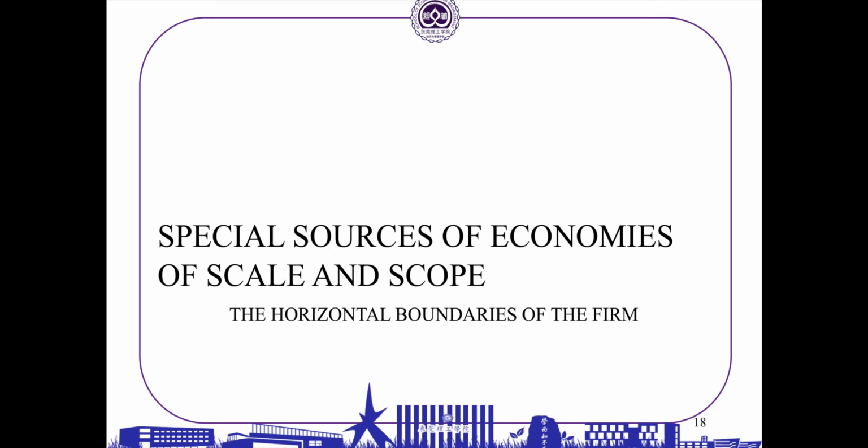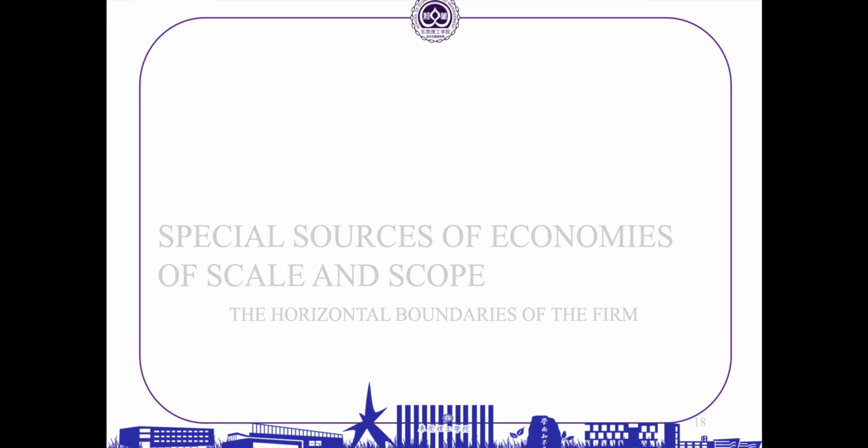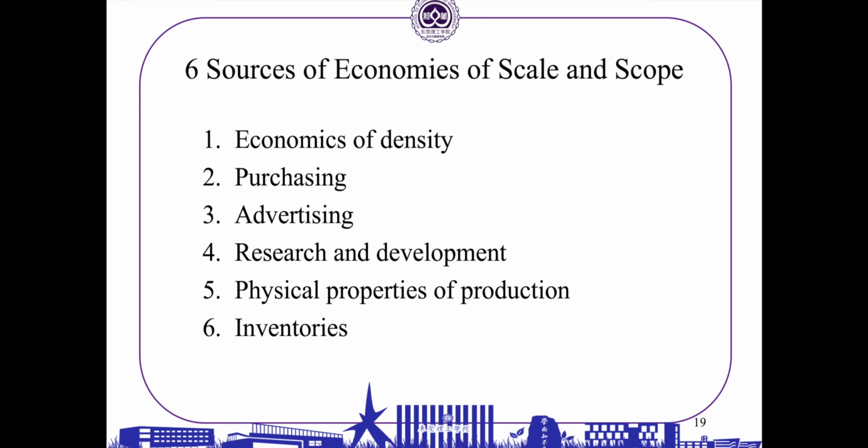Hello everyone. We have discussed how spreading of fixed costs induces economies of scale and scope. Now, let's see 6 specific sources of economies of scale and scope. They are economies of density, purchasing, advertising, research and development, physical properties of production, and inventories. The first four rely on spreading of fixed costs. Physical properties of production and inventory-based economies do not.